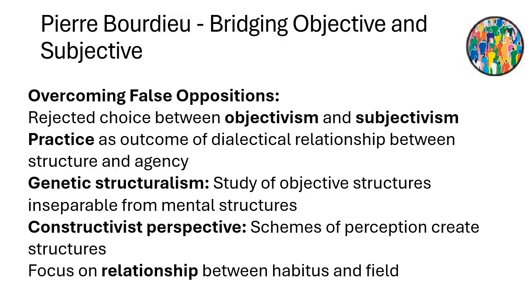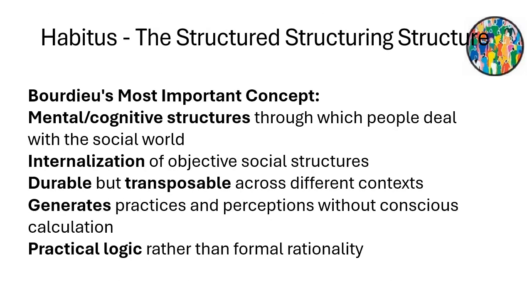The heart of Bourdieu's theory lies in understanding the relationship between habitus, which is mental structures, and field, which are objective structures. Habitus is Bourdieu's most famous and important concept. It refers to the mental or cognitive structures through which people deal with the social world, their internalized dispositions, taste, and ways of perceiving. Habitus is the product of internalizing objective social structures, particularly through early socialization experiences.